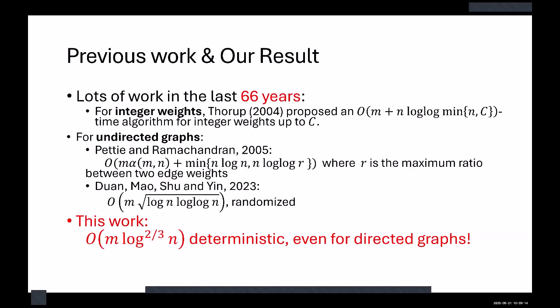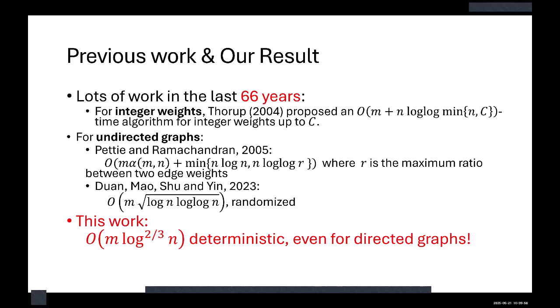So it's no wonder that people have been trying to improve it, and there have been some partial results. Firstly, for integer weights, there was already an algorithm that has a log log dependence instead of a log n dependence. But it only works when the graph has integer weights that are bounded by an upper bound C, so it doesn't work in the general real-weight situation. Also, if you limit our perspective to undirected graphs, then in 2005 there was an algorithm that works when the ratio between any two edges is not too big.